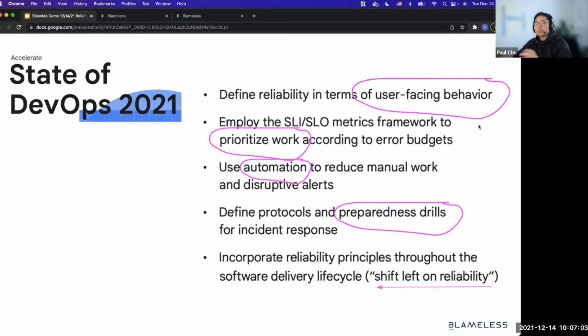And it could be through the use of error budgets, which is not today's topic for our webinar, but also the metrics that you're capturing as well. Automation: you want to reduce as much toil as you can. Preparedness drills, right? Every so often, you want to make sure that the muscle memory is there.